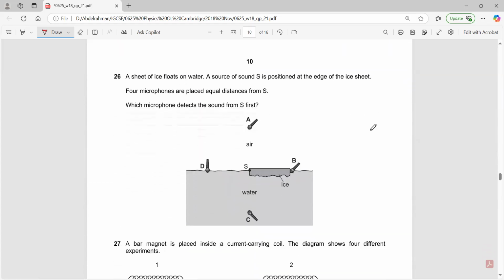Question 26. Four microphones are placed at equal distances from S. Which microphone detects the sound from S first? It would be the one traveling in a solid, which is B. Sound travels fastest in a solid.